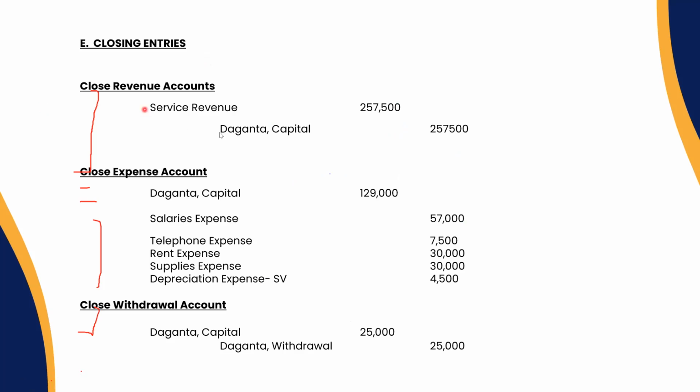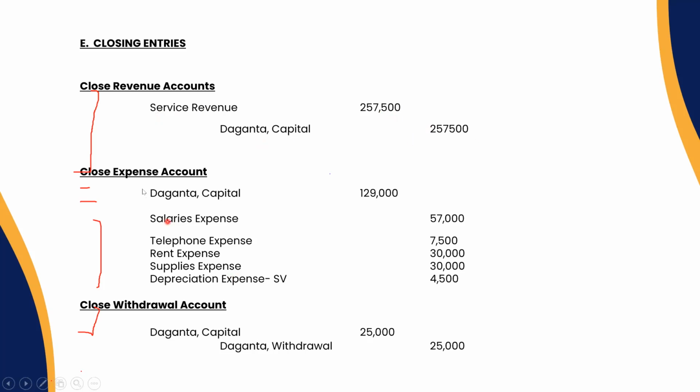Okay? Our service revenue, the revenue is always on the credit side if you want to increase your service revenue. Now, if you want to close it, meaning you zero it out because you will move it into your capital account, what do you do? You reverse it. So you have to debit it. So service revenue, debit, 257,000. You move it to Daganta Capital.